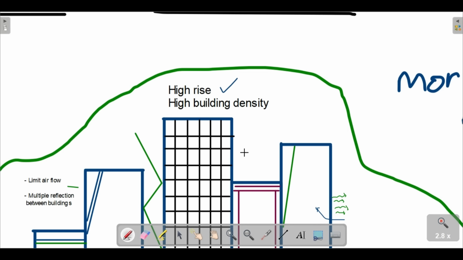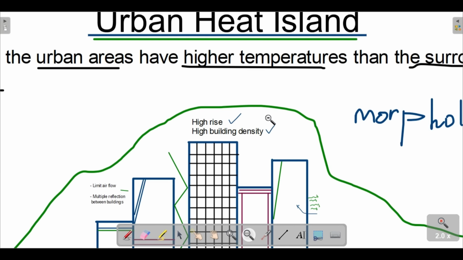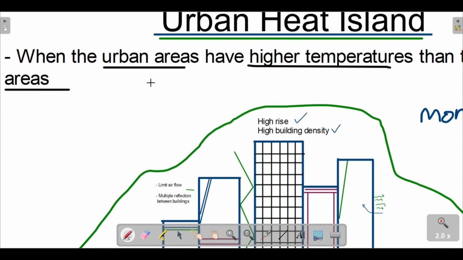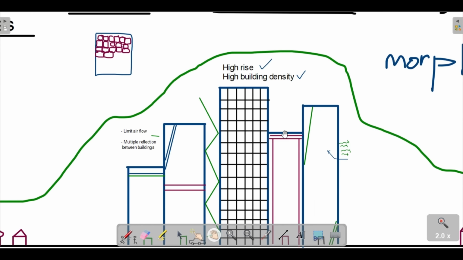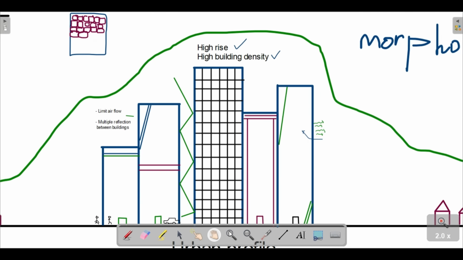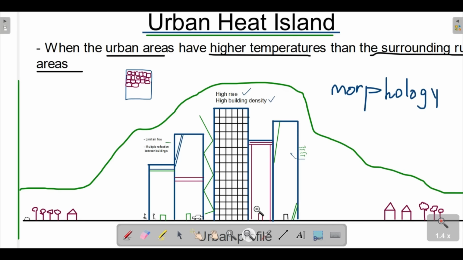Second of all, particularly in the CBD, there is high building density. What do we mean by high building density? We mean that in one particular area, you're going to find many buildings. It is dense. There are so many buildings in a small area. There are many more factors that we will discuss that contribute to urban areas recording these high temperatures compared to the surrounding rural areas.